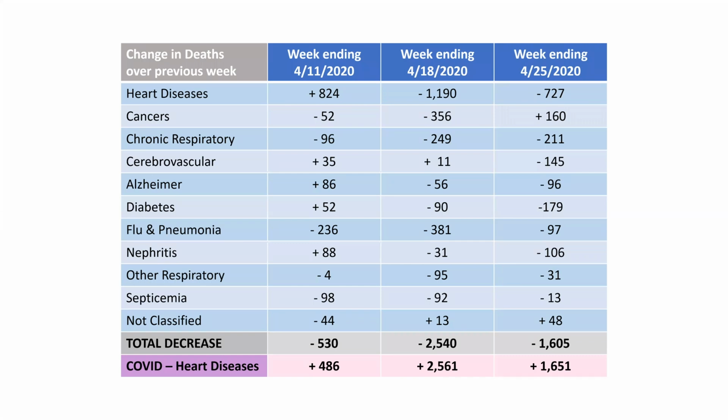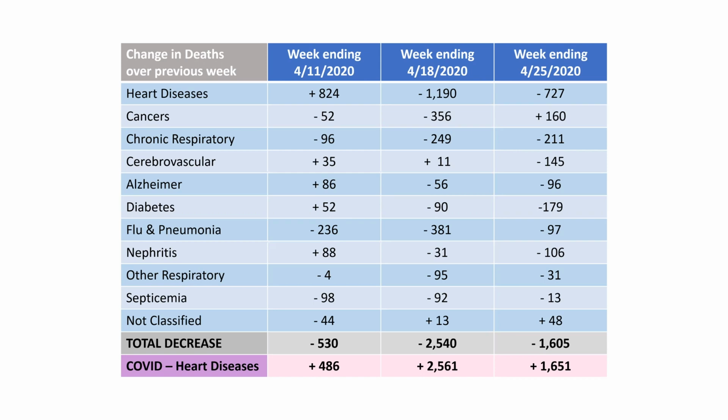And so for the week ending April 11, data show 486 more COVID deaths than heart disease deaths. For the week ending April 18, data show 2,561 more COVID deaths than heart attack, heart disease deaths. And for the week ending April 25th, the data show 1,651 more deaths from COVID than heart disease.